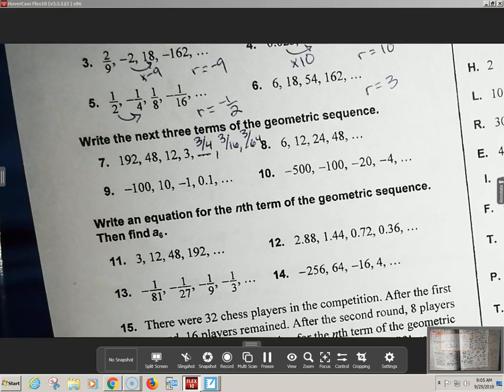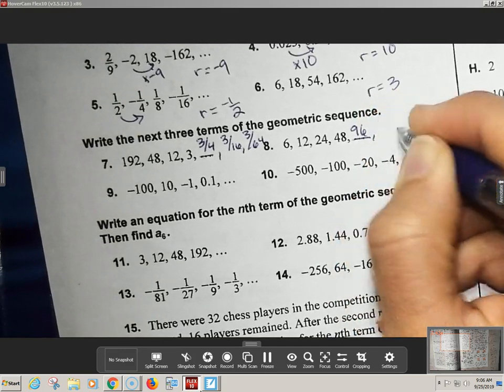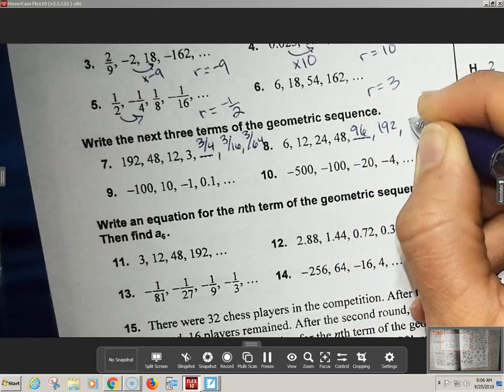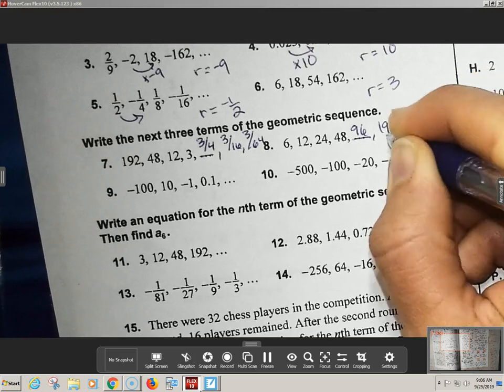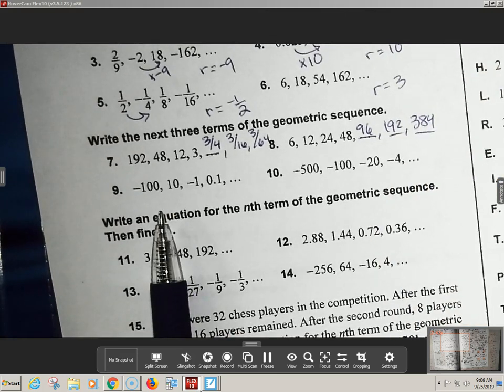Now this one for number 8, you're not going times 1/4 anymore. Now you're just going times 2, right? So what you guys get after 96? It was 48, 96, and then 192, and then 384. Good. Rocked it. But what was your pattern for number 9?